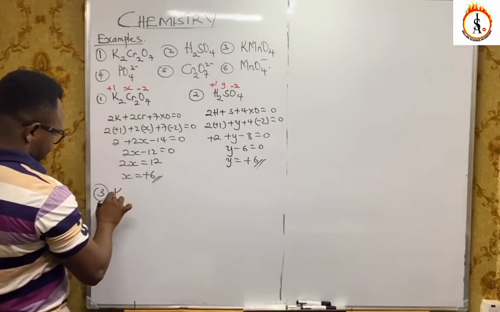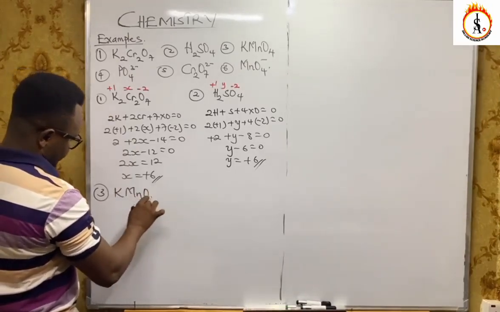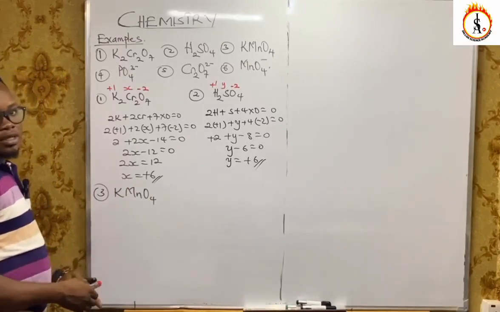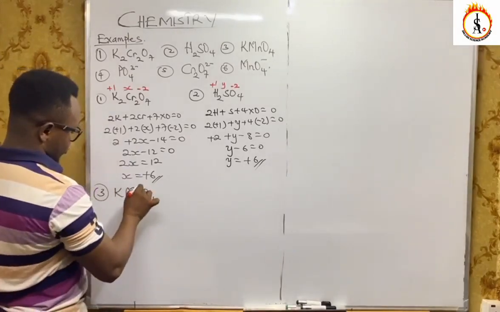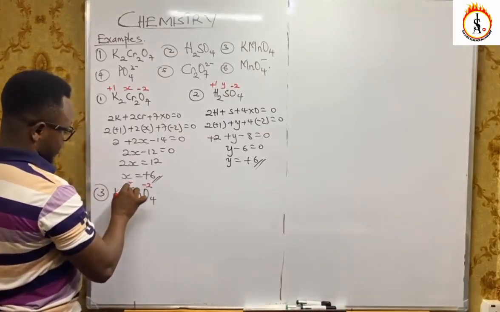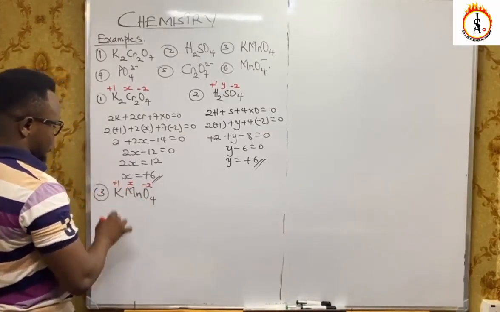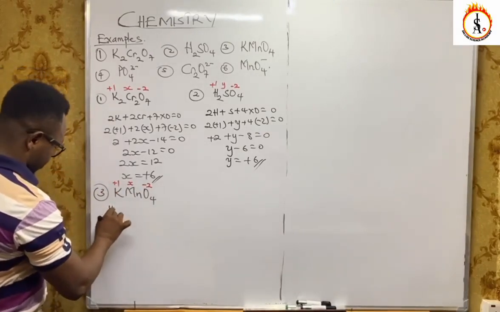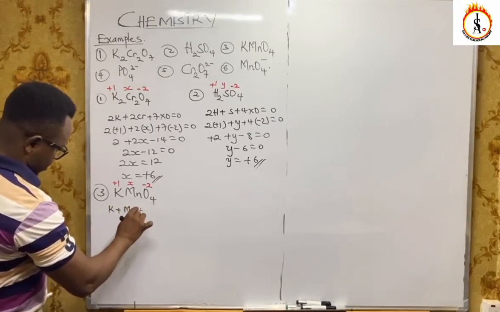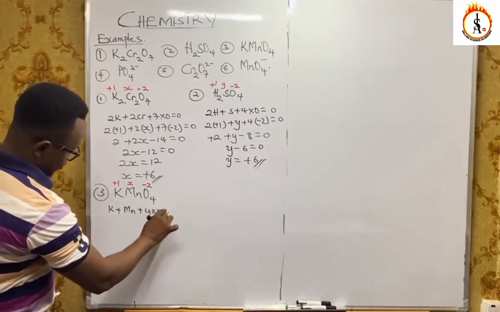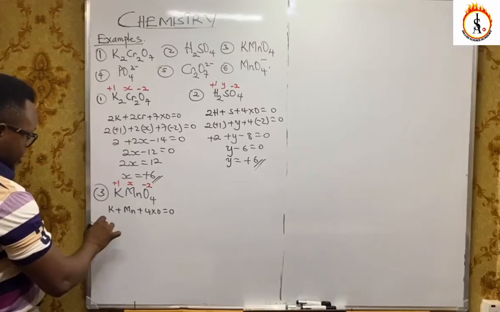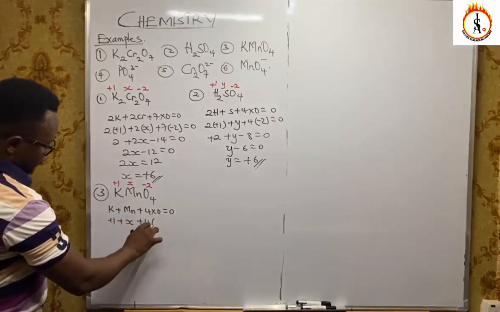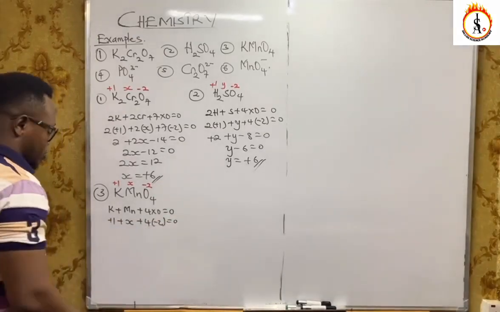We have the KMnO4. This is also a neutral compound, so the algebraic sum of the oxidation numbers is going to be 0. So here oxygen is -2, manganese, you say X, potassium is +1. So if we work this one out, it means potassium plus manganese plus 4 times oxygen, everything will be equal to 0. So here potassium is +1, manganese is X, +4 into -2, everything will be equal to 0.